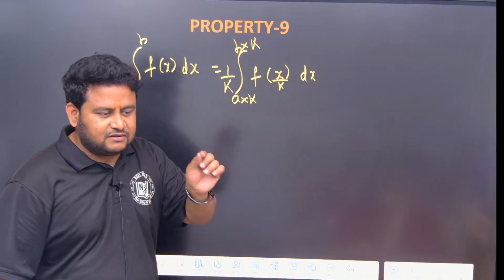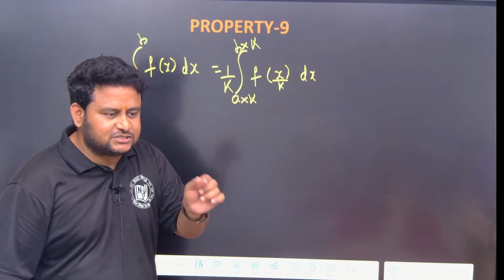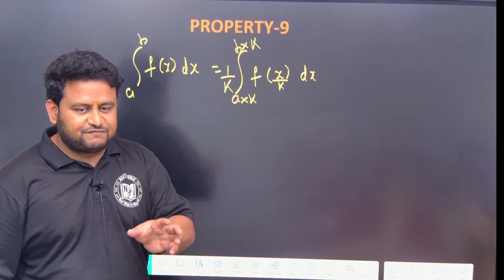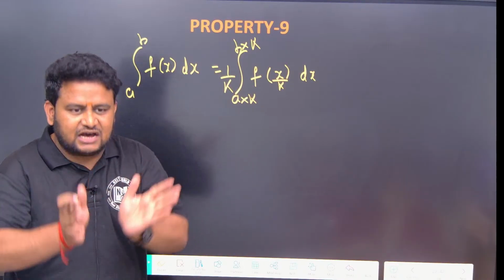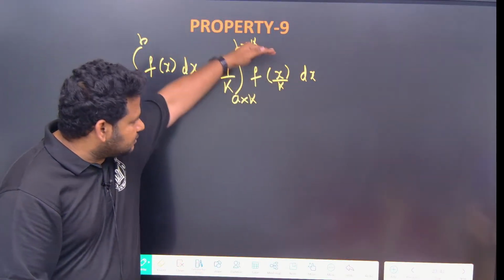Suppose I write sin 5x. For the 5x you are dividing by 5, so it will become sin x. You are not dividing the entire sin 5x, you are dividing only the theta value. Only that theta value you are dividing. Okay, got it? So this will become like this.